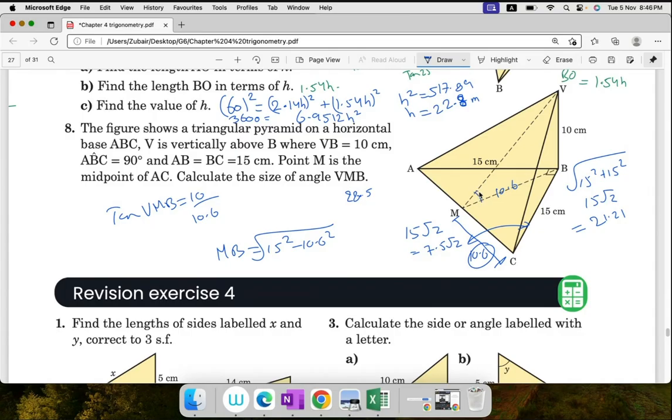Now VMB, this side is 10, so 10 over 10.6. So VMB is the inverse tan of 10 over 10.6. So why did we subtract 15 squared minus this 10? Because in this case, 15 is the hypotenuse. This is the right angle. Yes, sir. So I'm getting 43.3. I took plus of it.